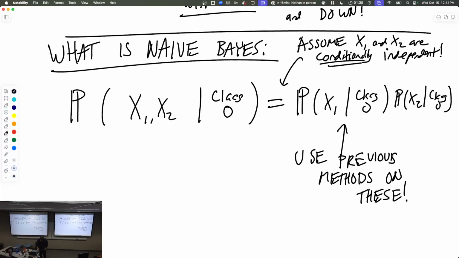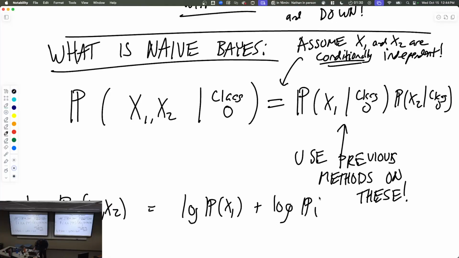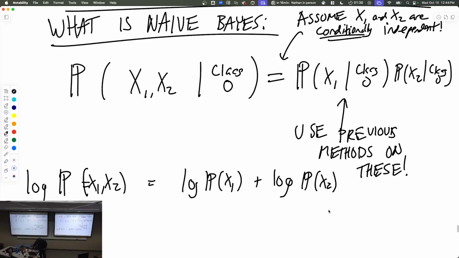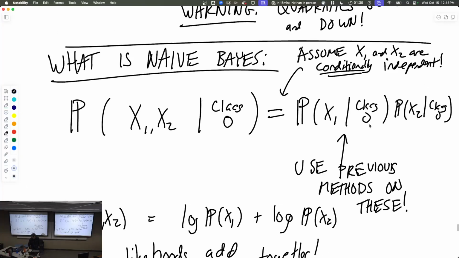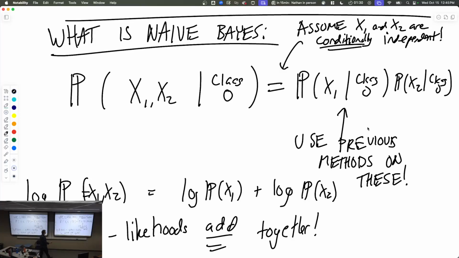In practice, the way this is going to come about is I'm going to actually do the log of the probability, and it'll be the sum of the logs, for x1, x2. So the log likelihoods add: the log of the probability of x1 plus the log of the probability of x2. In other words, the log likelihoods add together. Of course, this assumption is not completely correct. It's kind of a simplifying assumption, but it works pretty well in practice.